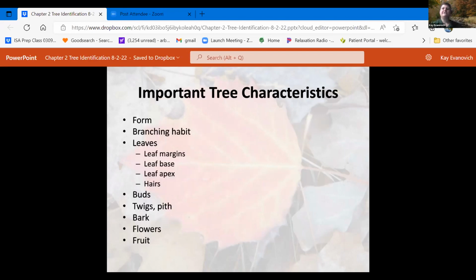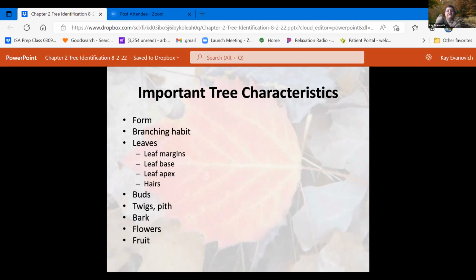All right, so important tree characteristics. Obviously, we have the form. We talked about that, how it grows. The branching habit, does it grow straight out? Is it kind of rounded? Do the branches themselves twist as they grow? There are certain trees whose branches do that. Leaves, what do the leaves look like? Not just in shape, like how they're shaped like a maple leaf or something, but what do the leaf margins look like? Or the leaf base, or its apex, or is it hairy? Some of them are hairy underneath, some of them aren't, some are smooth.